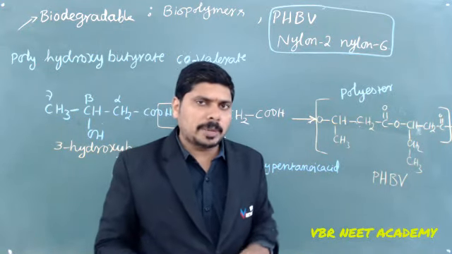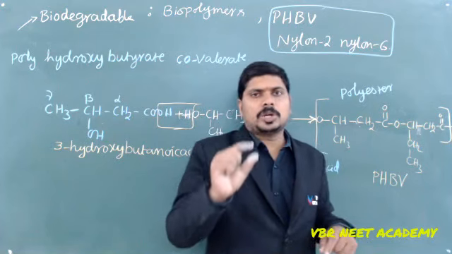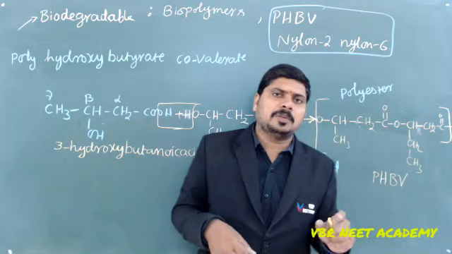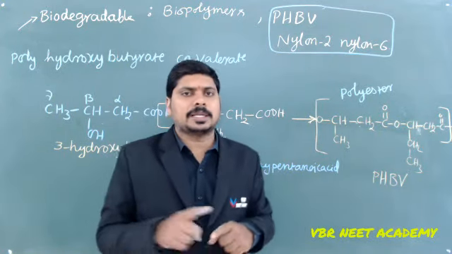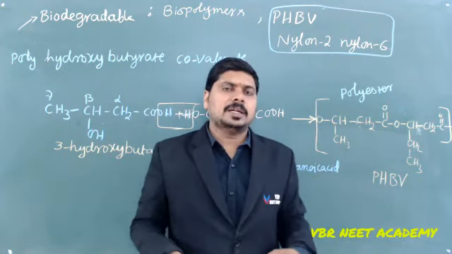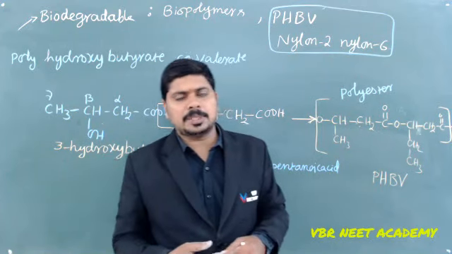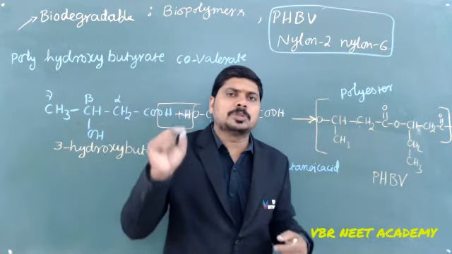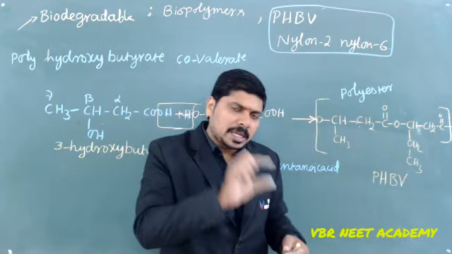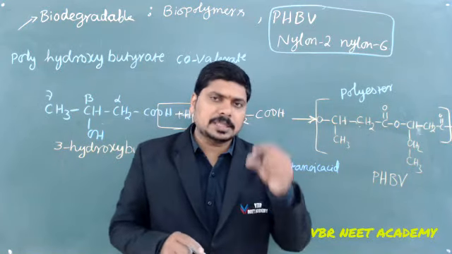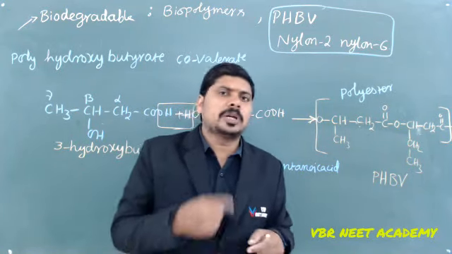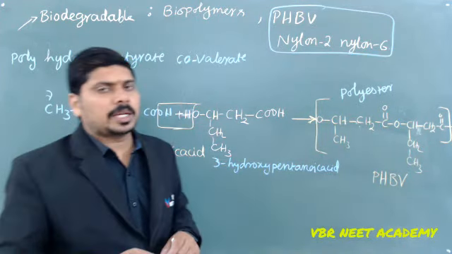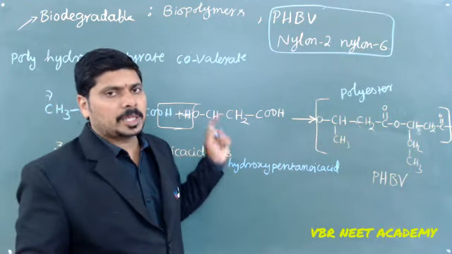So actually, what happens? The coat of the capsule is prepared using PHBV. That PHBV is degraded by microorganisms. In the gut we have certain microorganisms, and we also have enzymes inside the stomach. Those enzymes can digest that coat. Then the drug is released; the drug inside the capsule comes out and does its action. Those coats are prepared from PHBV. That is the importance of PHBV.